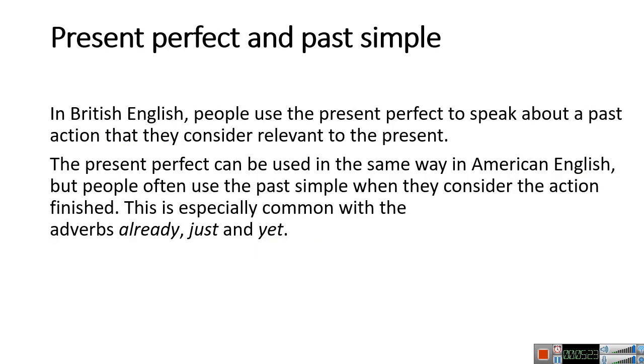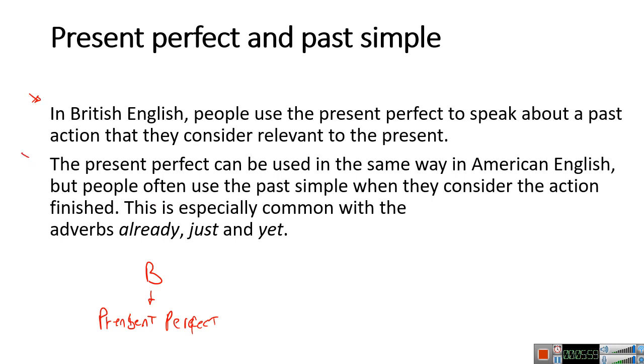So let's start. First one is present perfect and past simple. So in British English, people use the present perfect to speak about a past action that they consider relevant to the present. So let's write here. British, they use present perfect. That's what that paragraph is talking about.